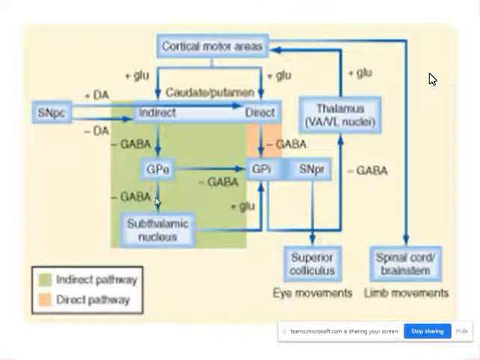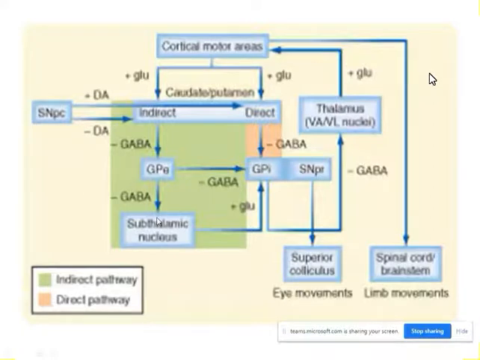Anyone can tell me? Same like this, isn't it? This excitation, then this excitation, and here also secretion of this GABA will be low. Similarly, here also it will be low. So disinhibition is occurring at the level of subthalamic nuclei. But this disinhibition is occurring at the level of thalamus for the direct pathway, but disinhibition is occurring at the level of subthalamic nuclei, isn't it?